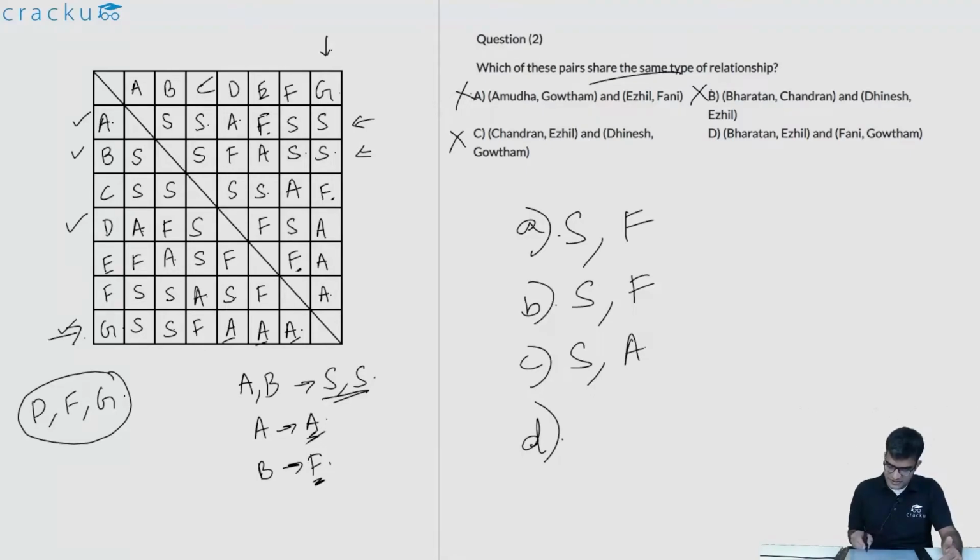We are looking at the last option. B and E. B and E are acquaintances. F and G. F and G are also acquaintances. So this is the correct answer. Let us look at the next question.